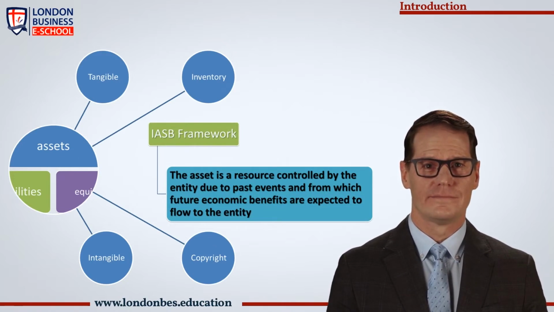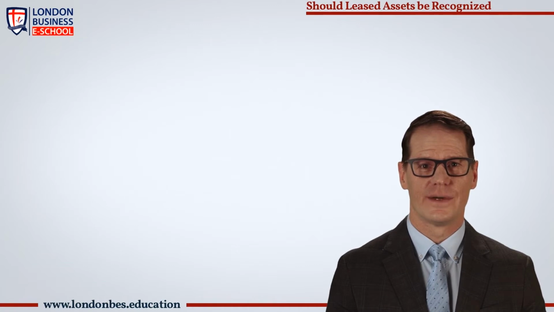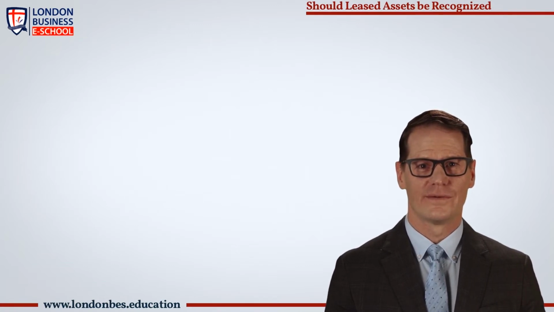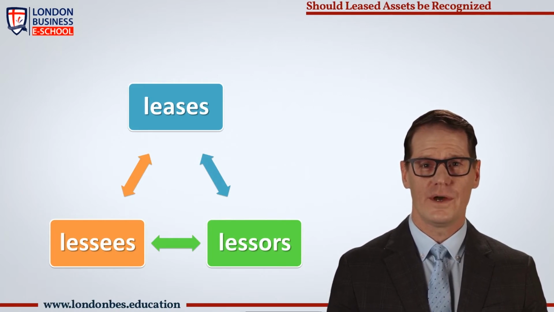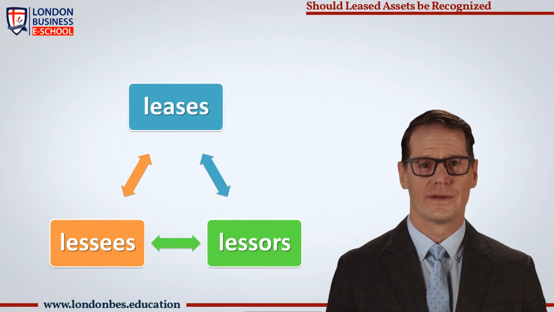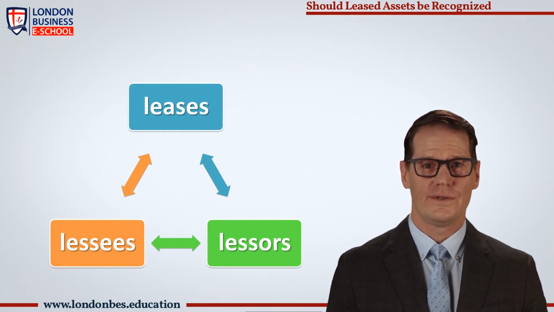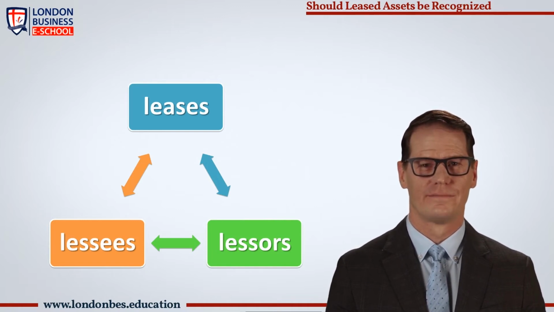IASB framework. Should leased assets be recognized? Leases prescribe the accounting policies and disclosures applicable to leases, both for lessees and lessors. Leases are required to be classified as either finance leases, which transfer substantially all the risks and rewards of ownership and give rise to asset and liability recognition by the lessee, and a receivable by the lessor, and operating leases, which result in expense recognition by the lessee, with the asset remaining recognized by the lessor.